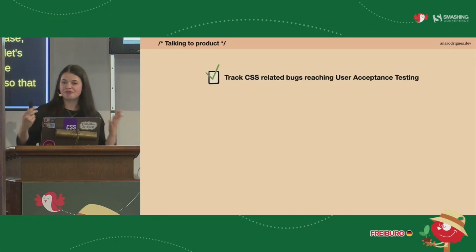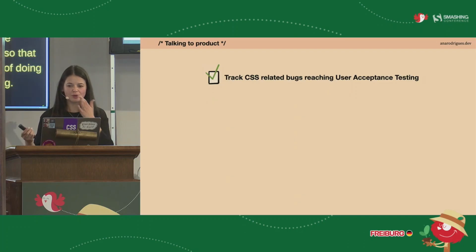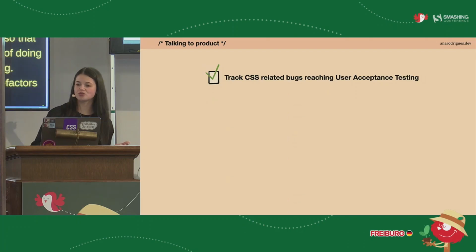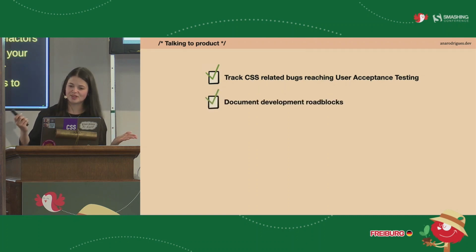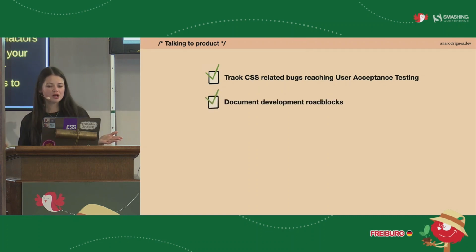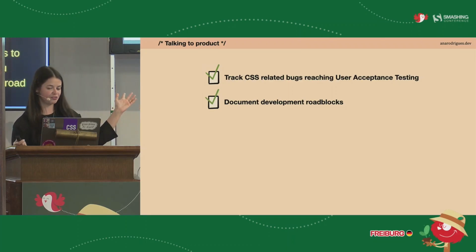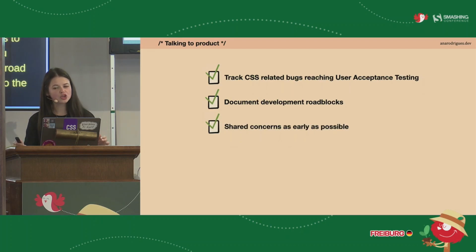Product people prefer refactors to rebuilds. You can speed your approval by preparing your arguments. Are there metrics to track CSS-related bugs reaching user acceptance testing, apologies? Have you documented development roadblocks and slowness due to the need of a refactor? Can you demonstrate how the current CSS impacts feature development? Has this been documented to the product team before?